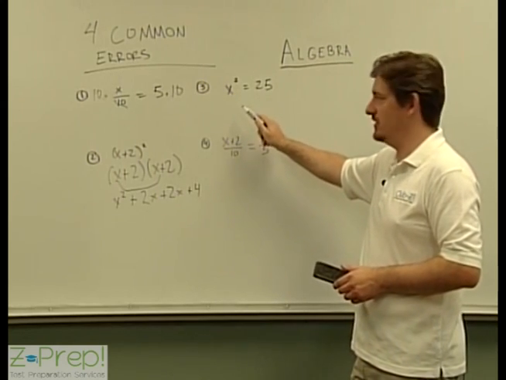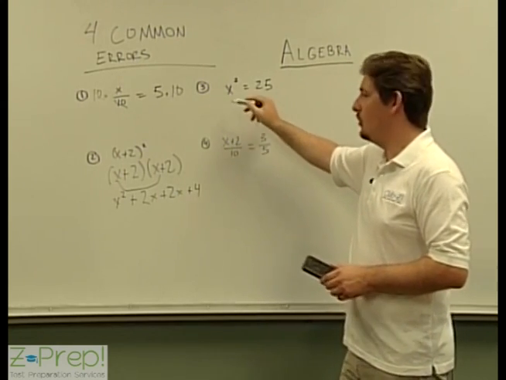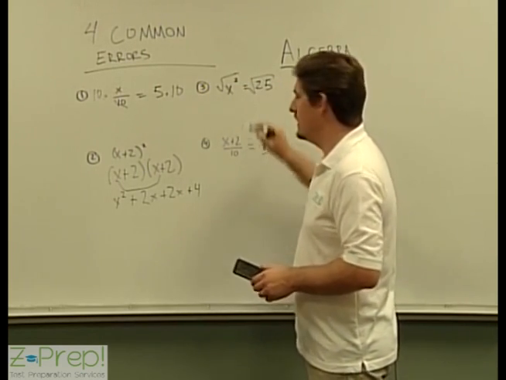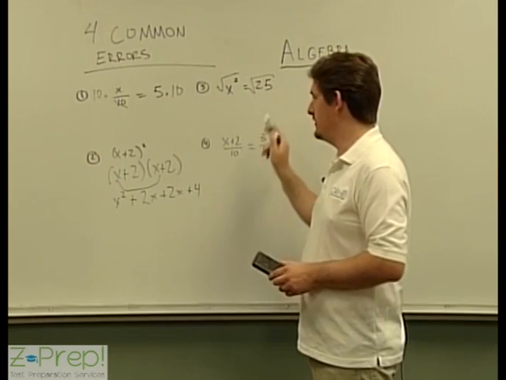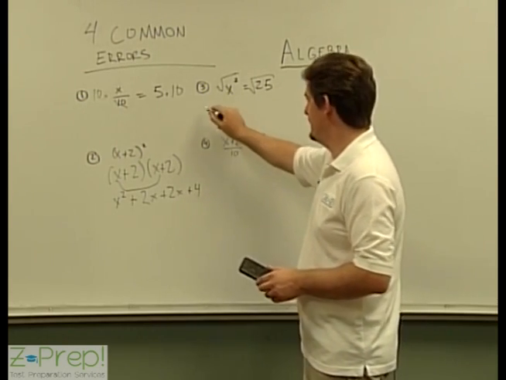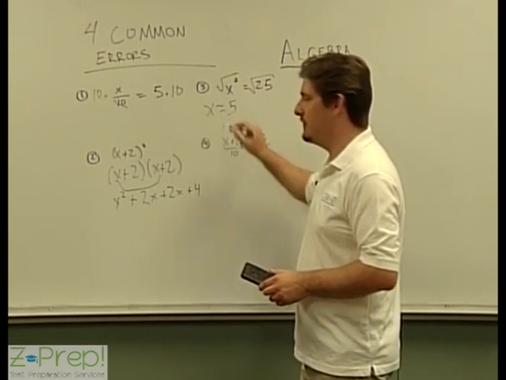I've already gone over this one, but it bears repeating. When you undo a square with a square root, you'll get two answers instead of one. There's a positive answer that most people will get, and there's a negative answer that some people will miss.